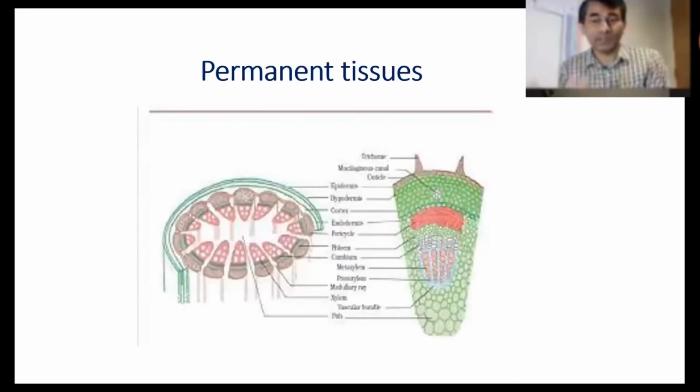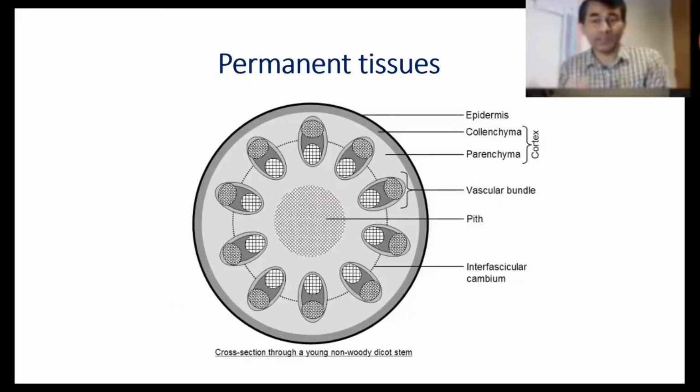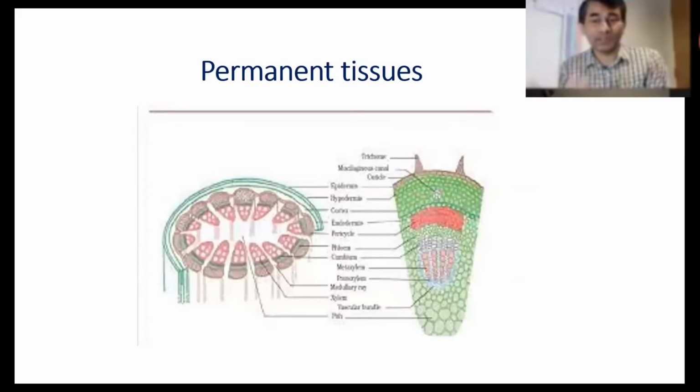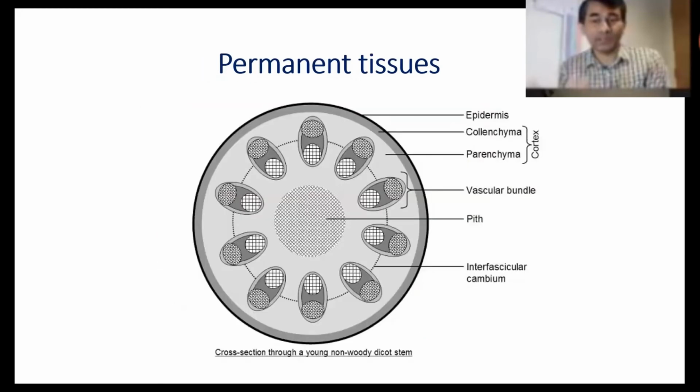Now we have just seen the meristematic tissue. Now let's have a look at permanent tissue. So permanent tissue, if you look into many books, this is the diagram given for permanent tissue. It looks a bit complex, doesn't it? So I have taken this diagram for permanent tissues.